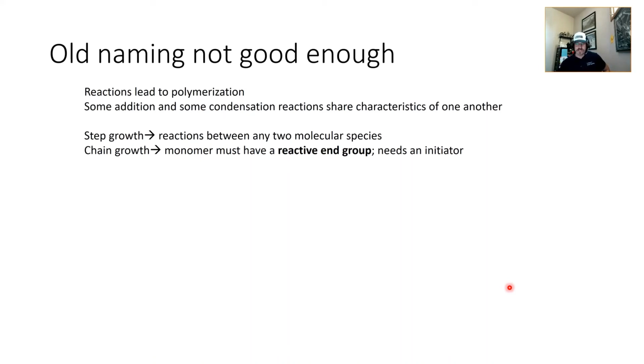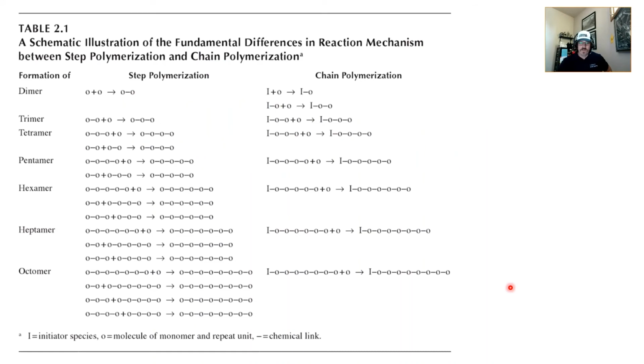Some addition and some condensation reactions share characteristics of one another, and so you have step growth, which is a reaction between any two molecular species, and chain growth. And so a monomer must have a reactive end group and it needs an initiator, and that initiator is generally a free radical. If you look at the table in the book, table 2.1, you have step polymerization and chain polymerization. I won't go through all of them. I encourage you to look at the differences.